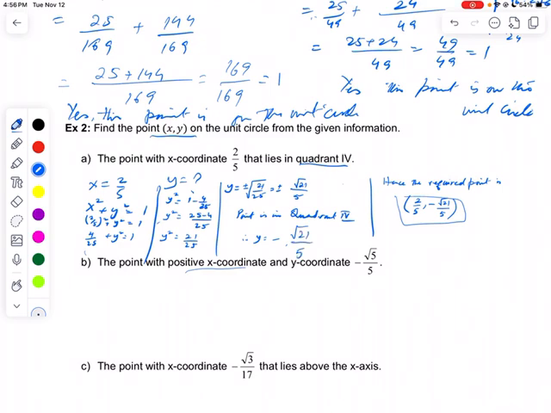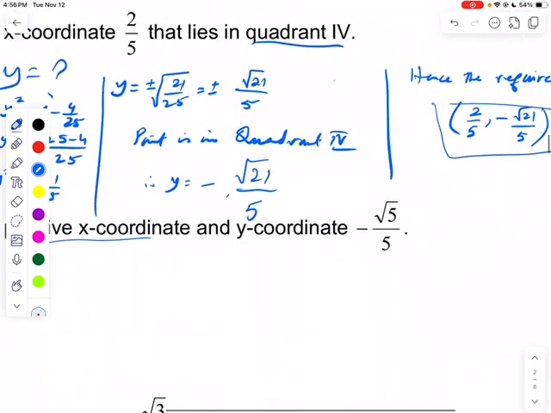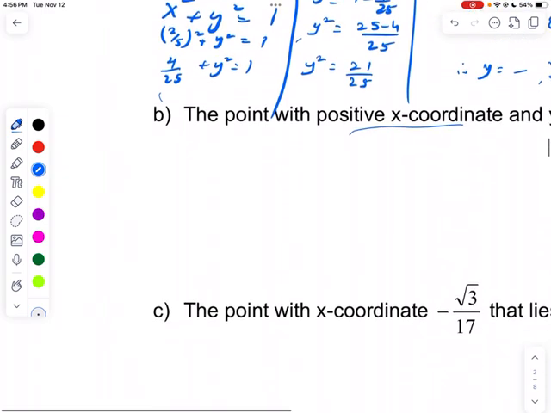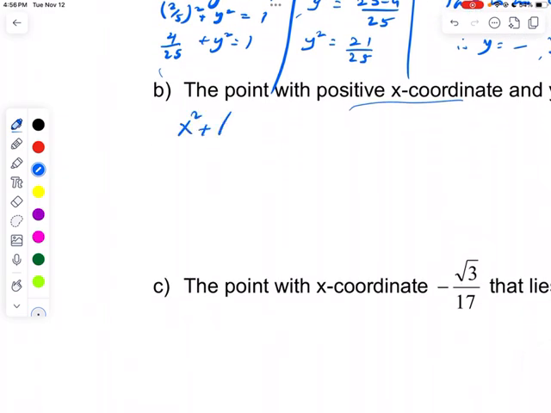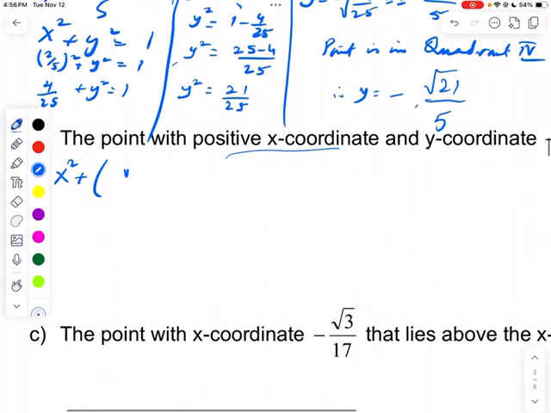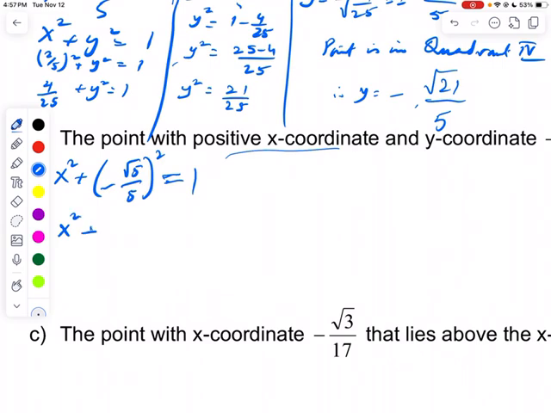Okay, so now the y coordinate is this, so I will plug in. I get x square plus negative square root of 5 over 5 whole squared is equal to 1. Why can I directly write it equal to 1? Because it is given that the point is on the unit circle, so it must satisfy the equation of the unit circle. So this gives me x squared plus 5 over 25 is equal to 1, or x squared plus, now you notice this simplifies to 1 over 5.